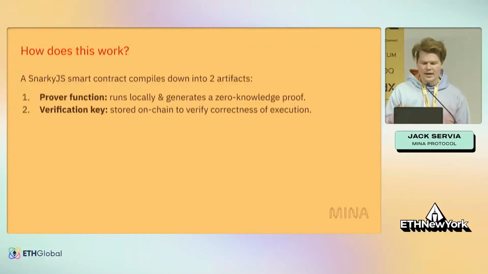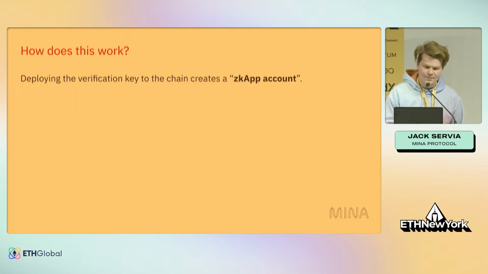So a snarky.js contract is compiled into basically 2 artifacts. The code itself remains, and you actually run the code that the contract developer writes directly when you use snarky.js. But in order to constrain this code and make sure it's executing correctly, we use a prover function, which runs locally, does the computation, and then generates a zero-knowledge proof that it ran in the correct way. And a verification key, which is a sort of commitment to the state of the code at the time that you publish it to the blockchain. So this is how you ensure that nobody's changing what the code does. It's how you identify it.